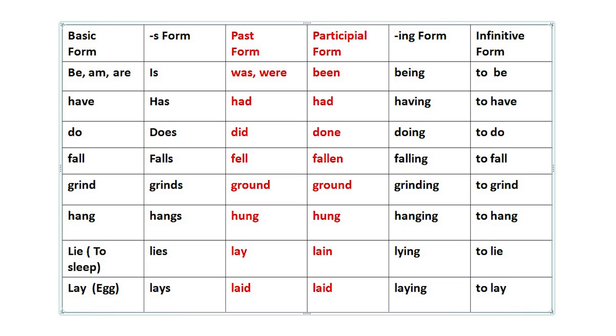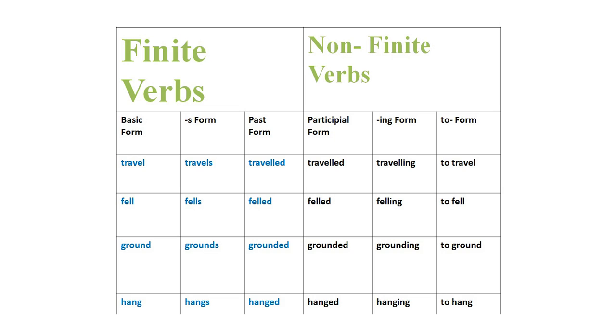Please, you need to master the differences between the regular verbs and the irregular verbs so that when you find them in expressions, you will be able to tell if that form of the verb falls under the finite or the non-finite verbs. If you look at the table on your screen, the words in blue fonts are finite verbs because they are in their basic S or past forms. And the ones in the black fonts are non-finite verbs because they are in their participial form, ing form, or to form.